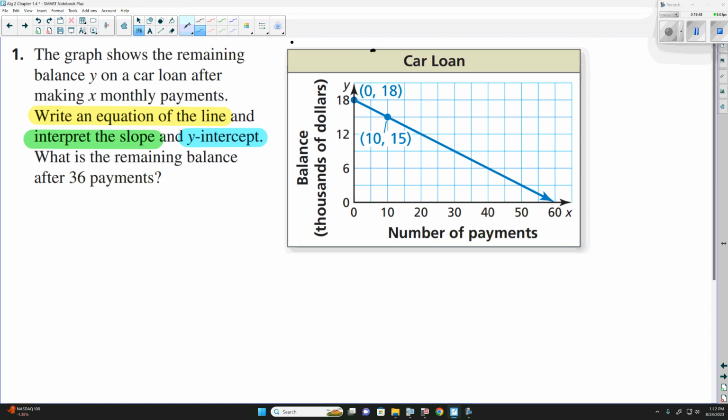Now, we need to write the equation of a line. Even if we start out at point-slope, we will need to eventually get to y equals mx plus b. That's the one we need to get to eventually. Looking at the information they gave us, 2 points: (0, 18) and (10, 15). It would be nice if one of these is the y-intercept. Do we have the y-intercept?